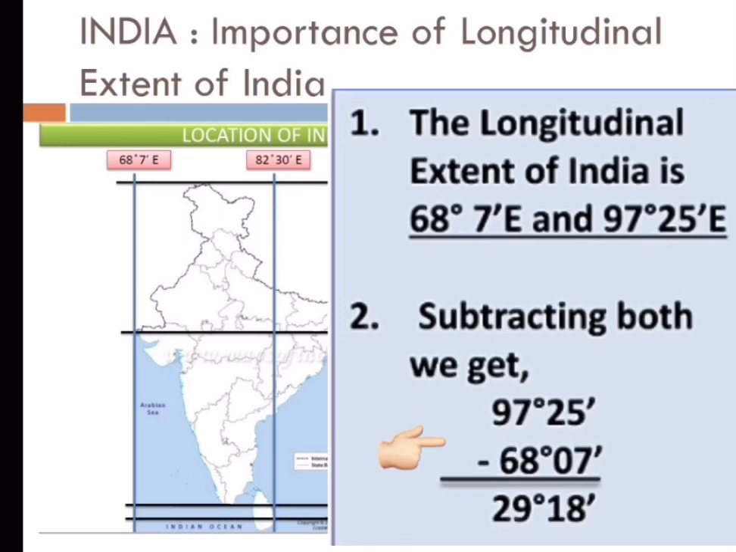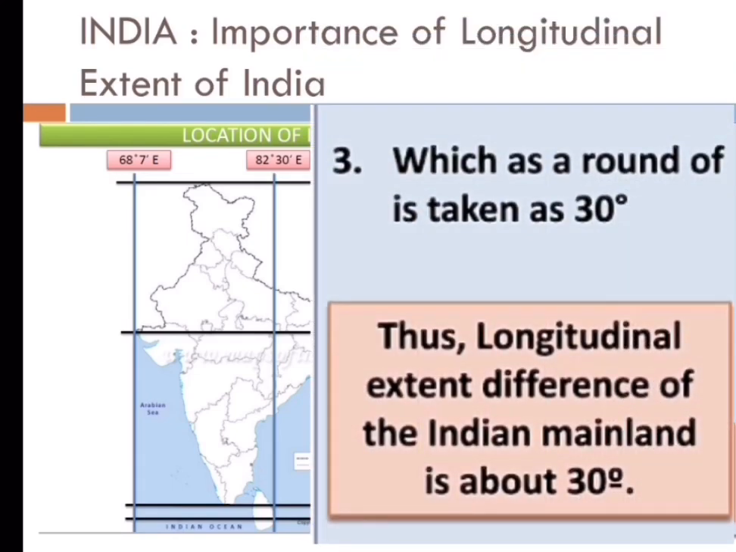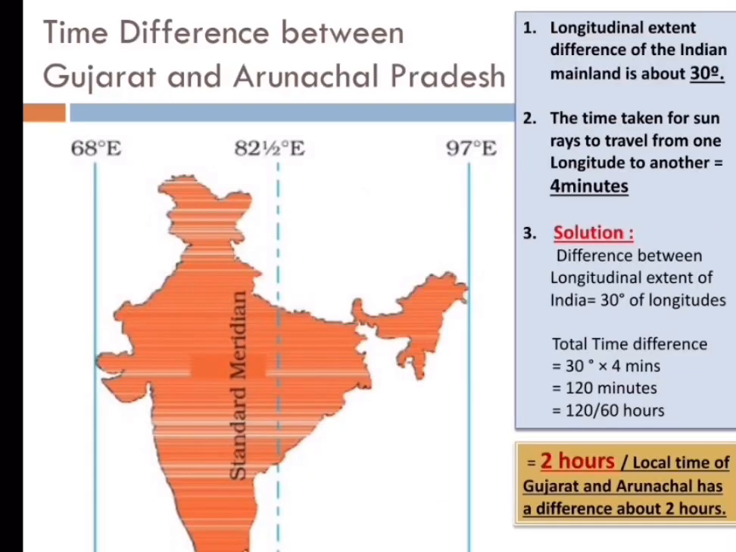what do I get? The degree that I get is 29 degree 18 minutes. Now as the calculation along 29 degrees will be difficult, we take a round figure which will give us an easy calculation, that is 30 degrees. So the longitudinal extent of India has a difference of about 30 degrees. If you do the subtraction for the latitudinal extent, you will almost get the same answer. So we always say that the difference between the longitudinal extent of India and the latitudinal extent of India is approximately 30 degrees. Now what do we do with this 30 degrees?